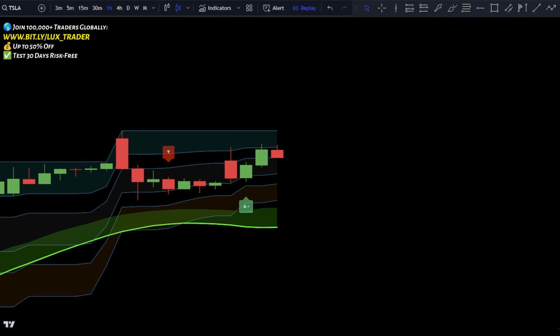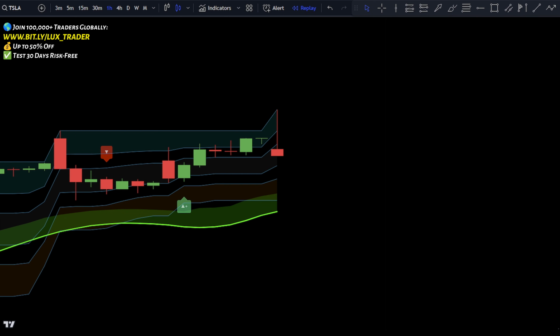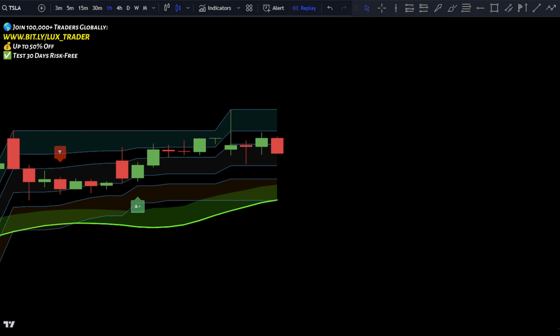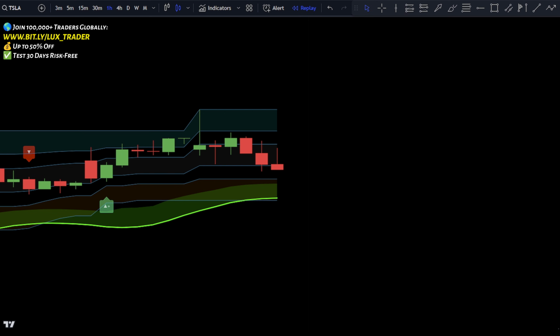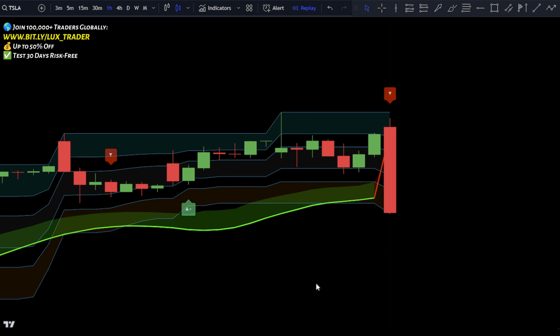Now that we've covered how to identify and execute a buy trade, let's shift our focus to sell trades. The process is similar, but with conditions tailored to spotting bearish opportunities. For a valid sell trade, there are 4 essential conditions to meet. First, the candlesticks must show a valid pullback into the highest Fibonacci zone, signaling potential bearish momentum.